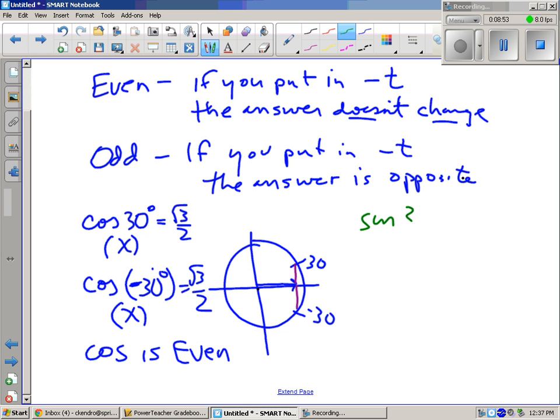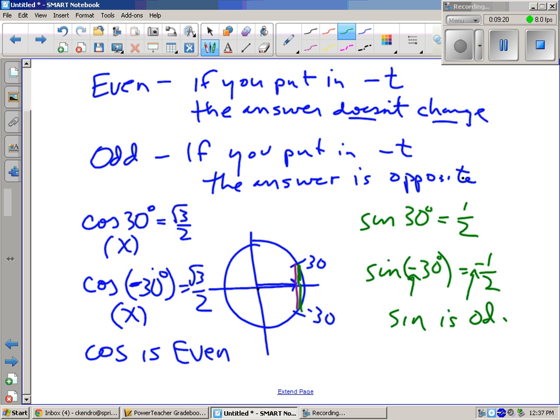All right, now let's look at sine. Let's do sine of 30. Sine of 30 is this red line right here, the y value. So that's 1/2. Now if I take the sine of -30, I'm actually going down, so that means it's going to be -1/2. It's still a half, the distance is the same, but the direction is down. So here I put a negative in, and I got the opposite answer. So sine is an odd function. Okay, so if you put a negative in and it doesn't change the answer, it's even. If you put a negative in and the answer changes to the opposite, then it's odd.